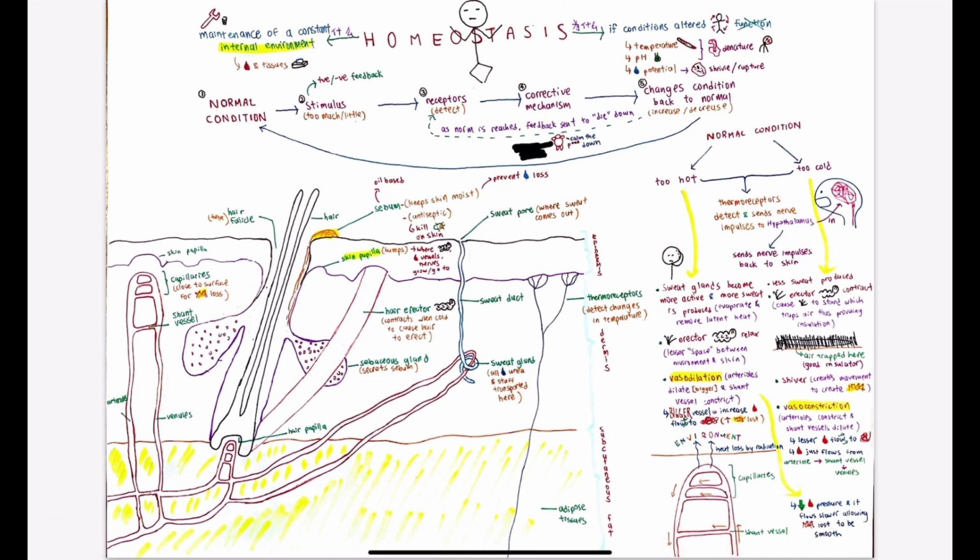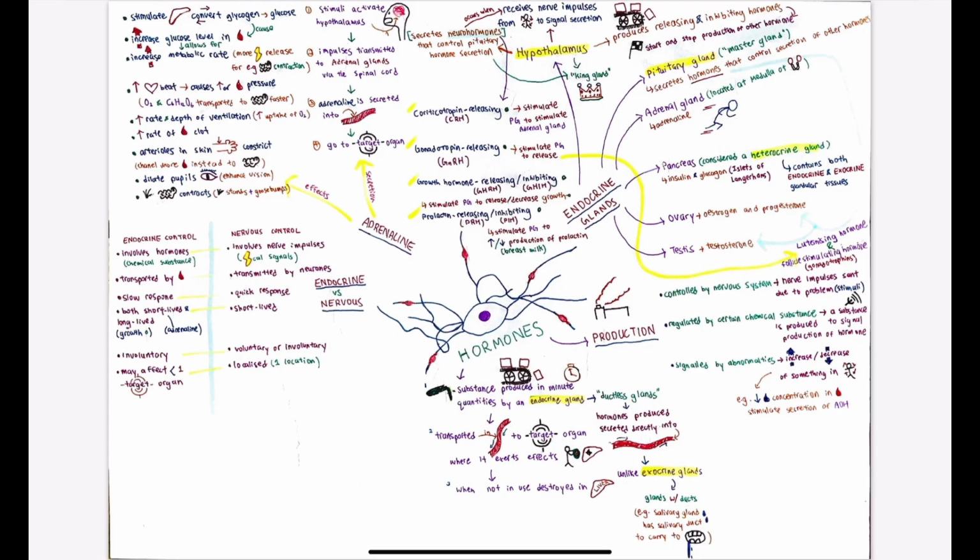A detailed diagram of these different skin components can be seen on the left here, where we begin with the thermoreceptors detecting the change in temperature, which sends the signal to the hypothalamus. In turn, it triggers changes at sweat glands, hair erector muscles, as well as blood vessels to achieve homeostasis, in this case to regulate body temperature.